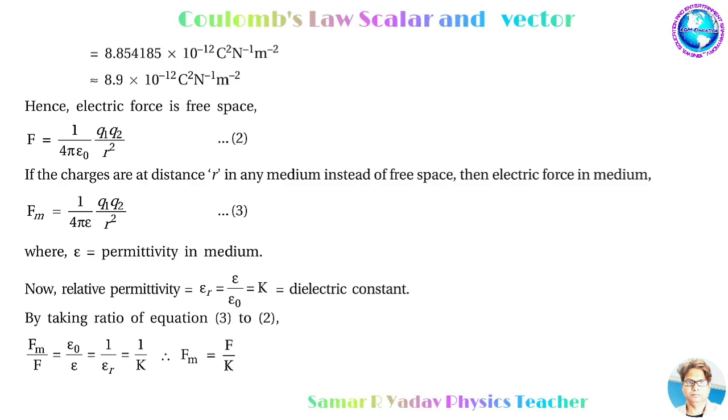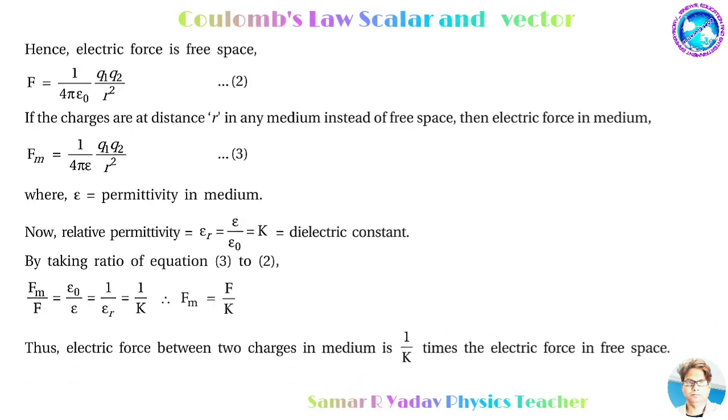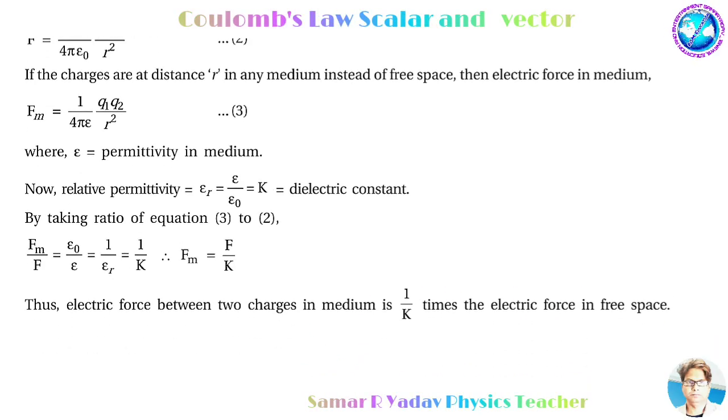Now, relative permittivity epsilon r is equal to epsilon upon epsilon 0, which is equal to K, the dielectric constant. By taking the ratio of equation 3 to 2, Fm upon F is equal to epsilon 0 upon epsilon, equal to 1 upon epsilon r, equal to 1 upon K. Therefore, Fm is equal to F upon K. Thus, the electric force between two charges in a medium is 1 upon K times the electric force in free space.